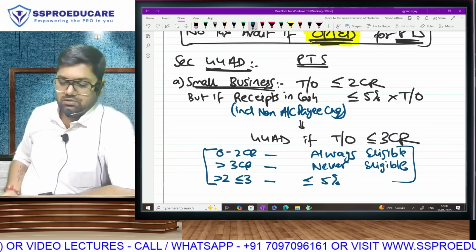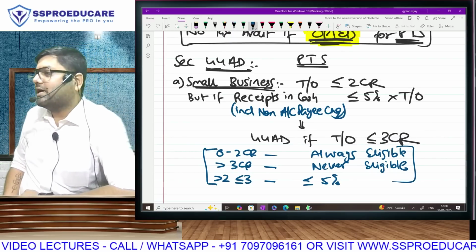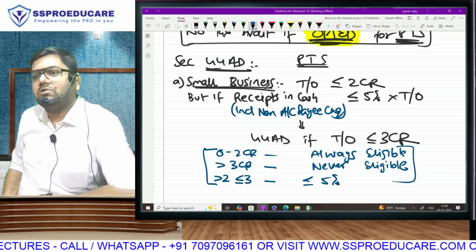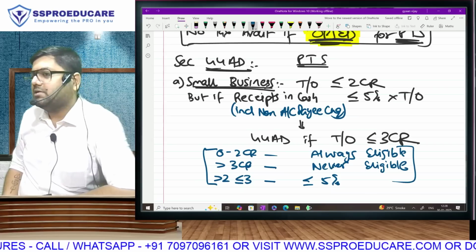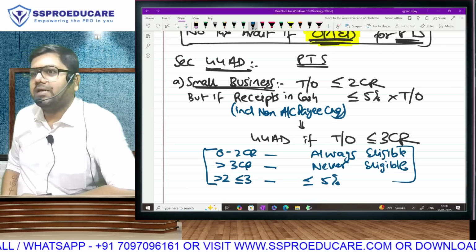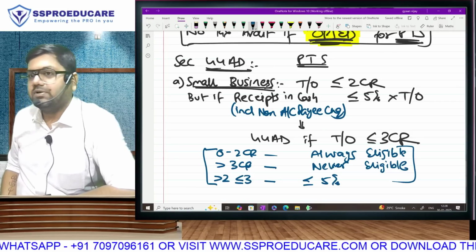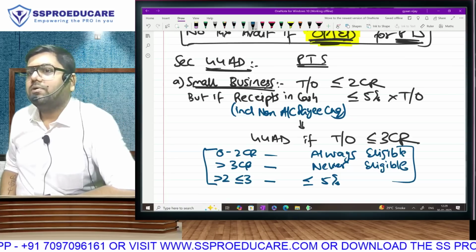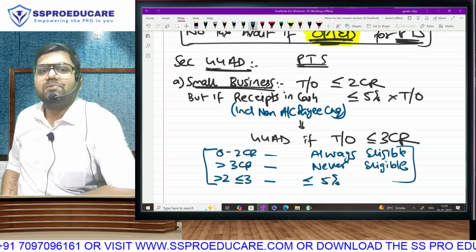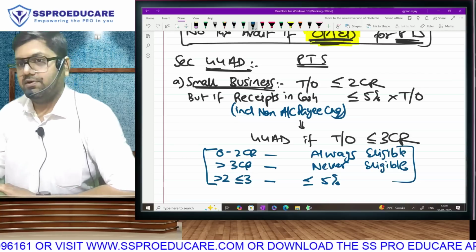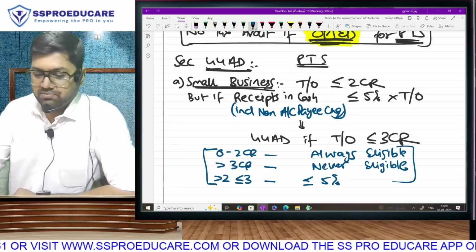Understood? So 0 to 2 crore, full cash also allowed. More than 3 crore, full cheque also not allowed. Between 2 crore and 3 crore, receipt in cash should be less than or equal to 5% of your turnover. Then you will be eligible for presumptive taxation. What is presumptive taxation? Take your turnover, apply the percentage given, that's your answer. Is that understood? But that's the first condition.